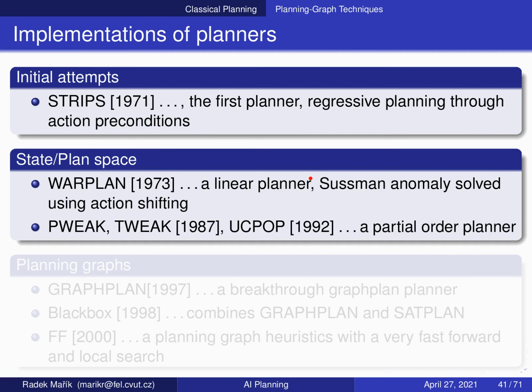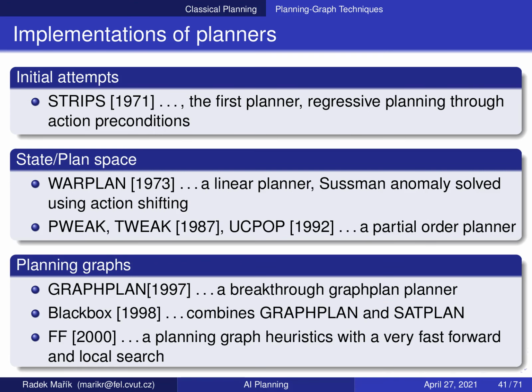However, there is a specific phenomenon, the Sussman anomaly, which is about how to tackle the issue that if you create a linear plan and it is not able to satisfy one condition, and if you create it in a slightly different way, another condition is not satisfied. How to tweak and intertwine those actions so that the goals can be accomplished. PWEAK, TWEAK, UCPOP are partial order planners.